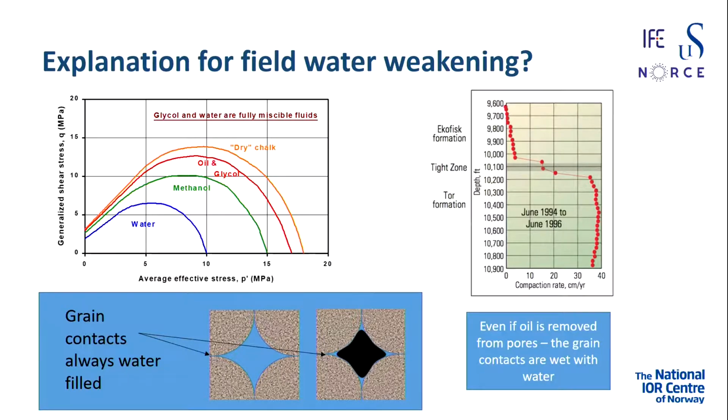What I would draw attention to is that I think there is more to this story. Historically, the oil reservoir is filled with water and then oil enters. And due to capillary forces, you will never get oil into the grain contact. So we thought it was a little bit puzzling: if there is always water close to the grain contact, even if you replace the oil in the center of the pores, could you really explain this water weakening effect?